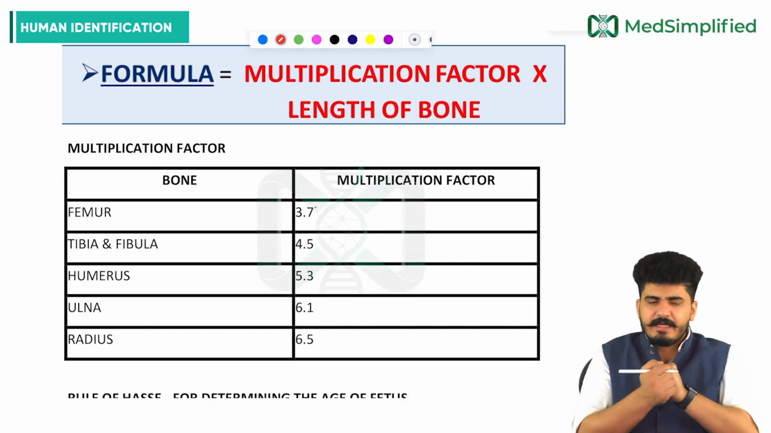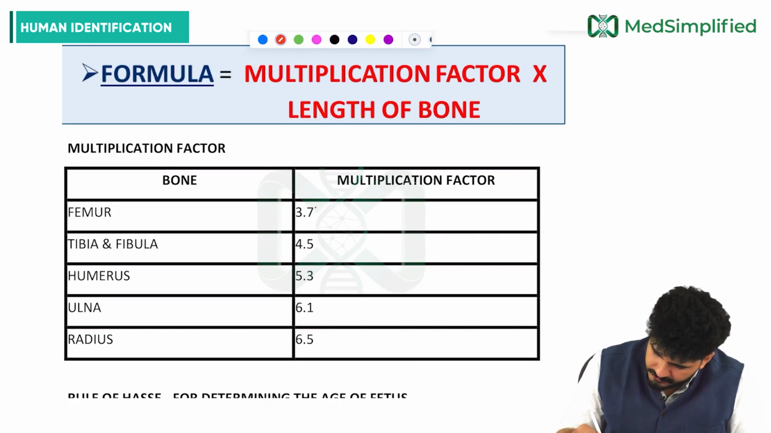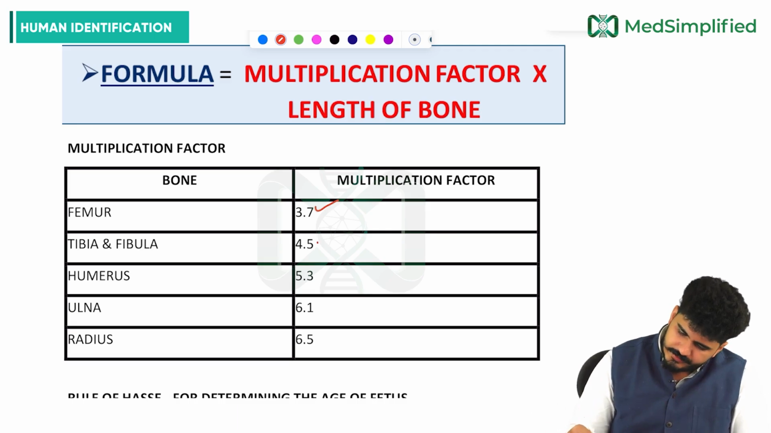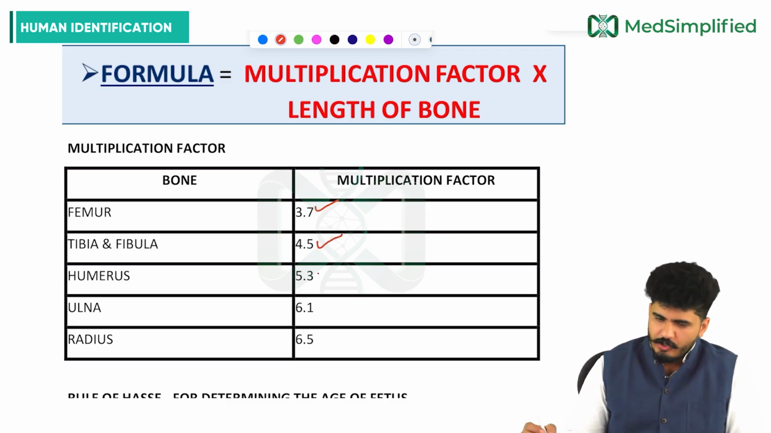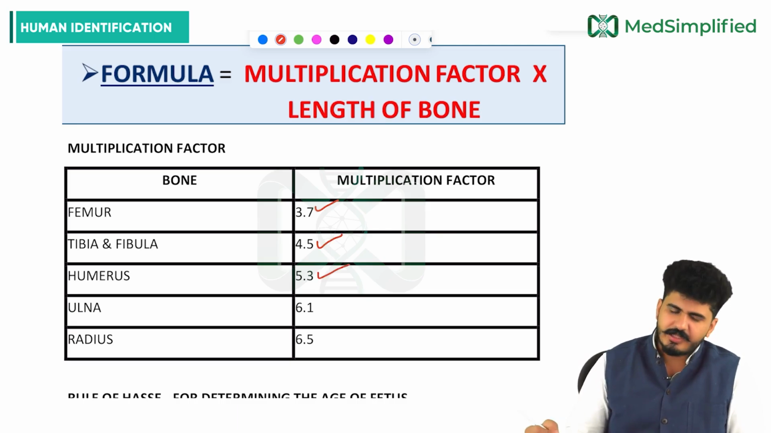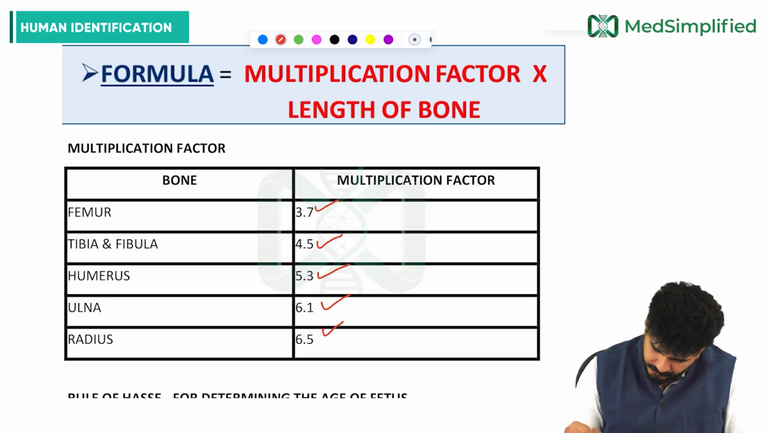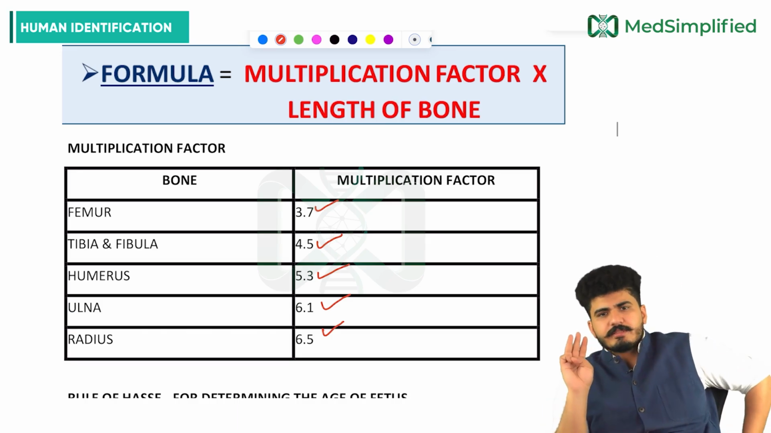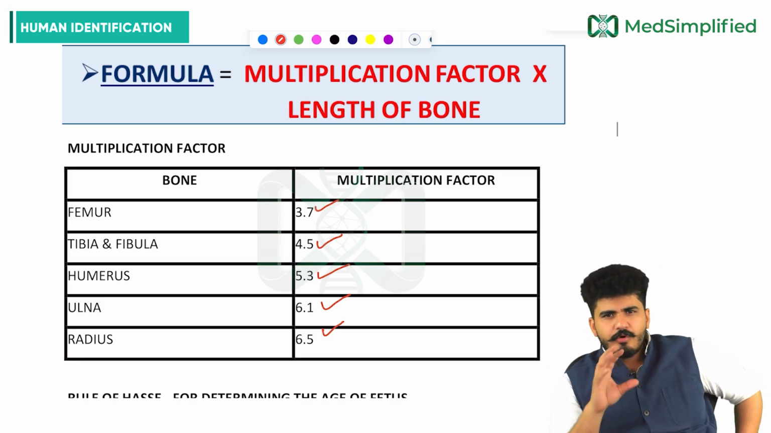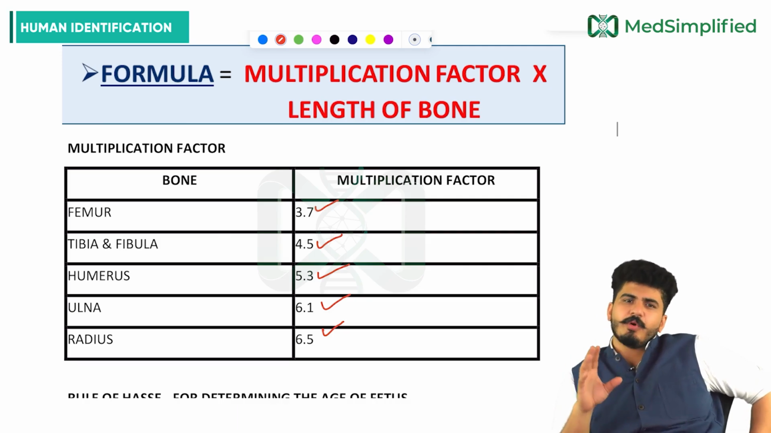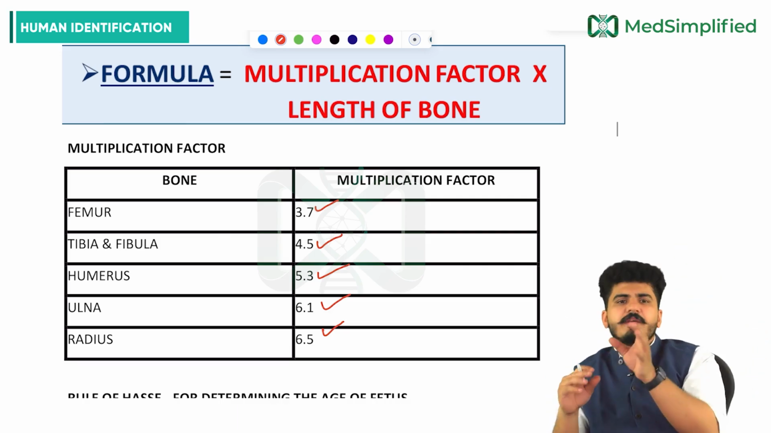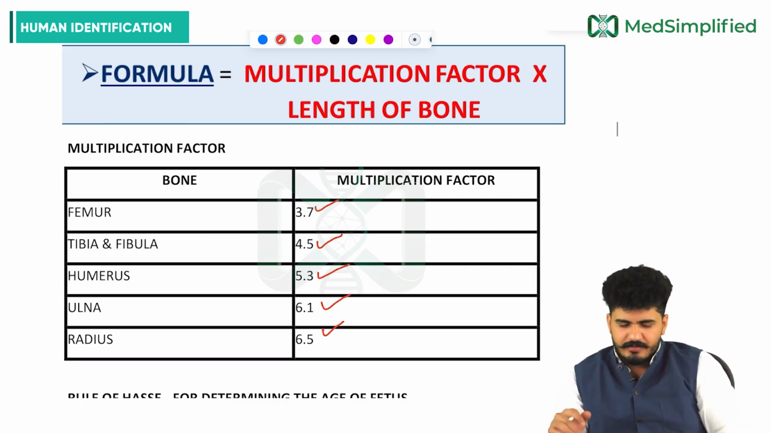If I take right here the femur bone, for femur it is 3.7. Tibia and fibula, it is 4.5, my dear friends. Humerus, it is 5.3. Ulna 6.1, my dear friends, and radius it is 6.5. So you see, femur it is 3.7, tibia and fibula 4.5, humerus 5.3, ulna 6.1, radius is 6.5. So these are the different multiplication factors for the bones, my dear friends.